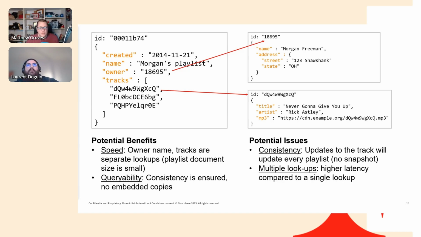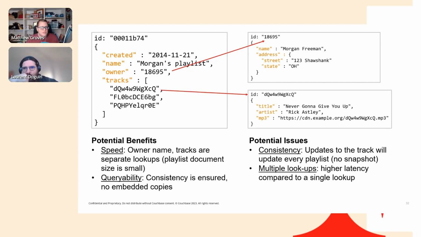Potential issues of this, though, go back to consistency. Updates to the track will update every single playlist. There is no snapshot, right? So if Rick Astley changes his name for some reason, I don't know, then that's going to be changed in every single playlist. That might be desired behavior, but if, let's say, we're modeling a shopping cart, you might want to keep a snapshot of an item that's purchased in case changes to it happen later, changes in price or name or features or whatever.